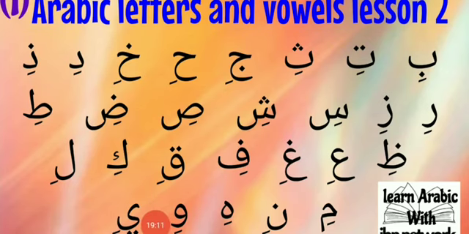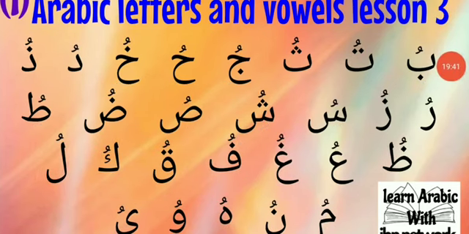The next one is to attach dhamma with the sound u to these letters. So here we have ba together with dhamma. So we say ba dhamma bu, ba dhamma bu, bu.